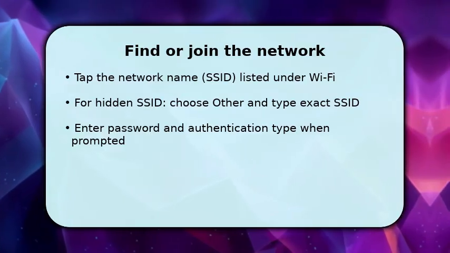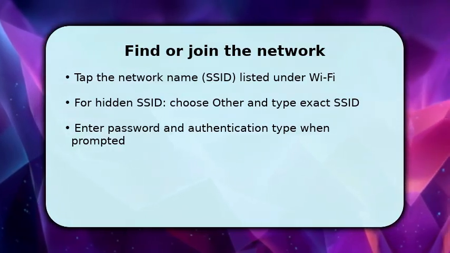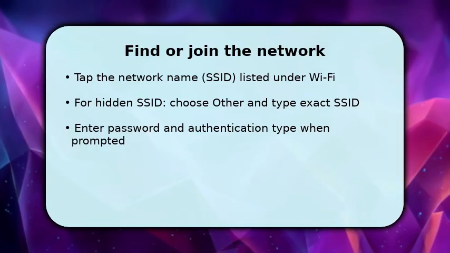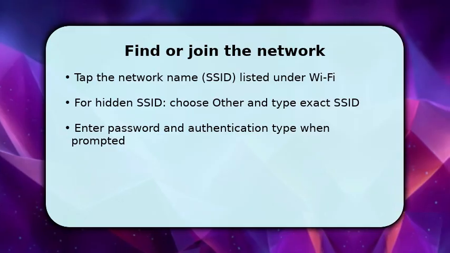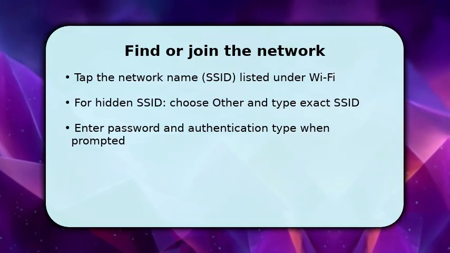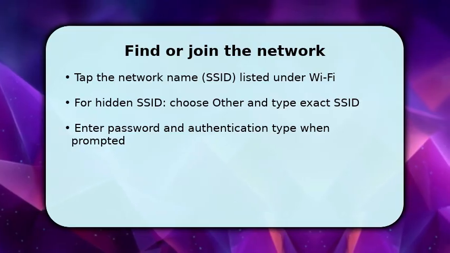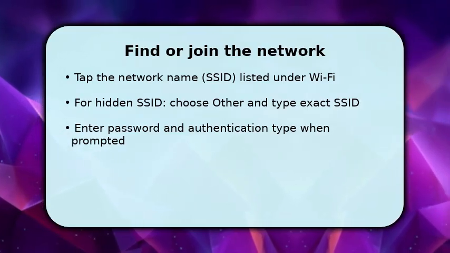Once you select it, enter the password and confirm the security type if prompted, because correct authentication stops connection errors. If the network was hidden, choose Other, type the exact SSID capitalization and spacing, then pick the security type. This is why accuracy matters.